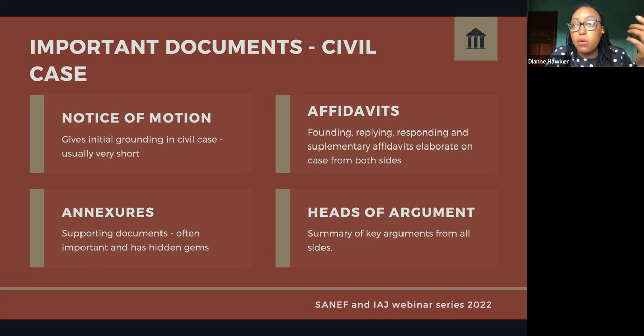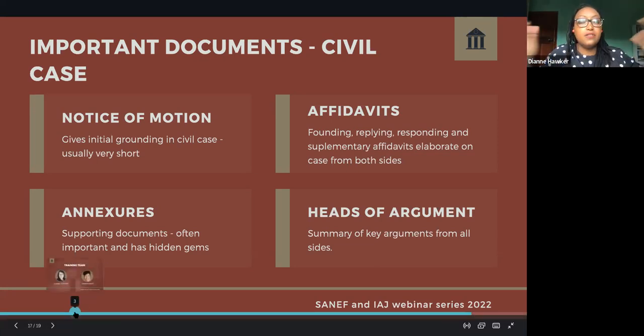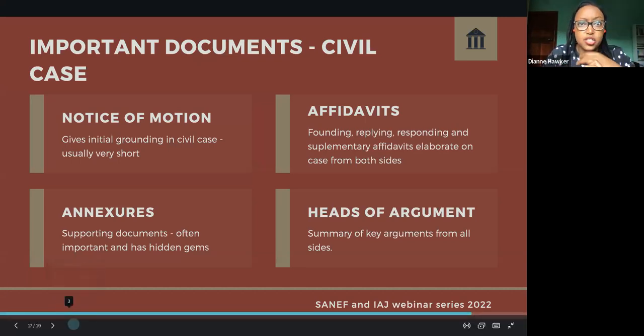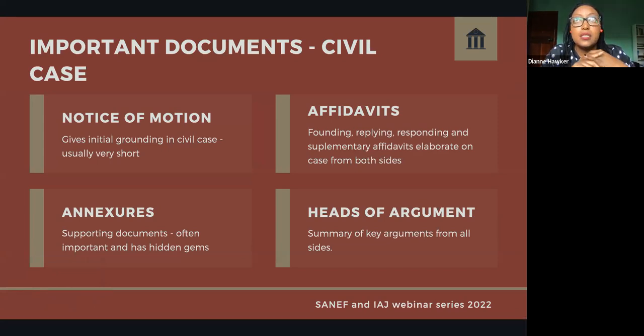It's good to read all of these affidavits because it gives you the different aspects of the case. I will say, I believe this person wronged me. Then the other person will come and say, no, actually, I didn't wrong them. And then the applicant will have the opportunity to reply again and say, actually, this is why I say that they wronged me. Annexures, as Karyn mentioned, are very important because they often have minutes.